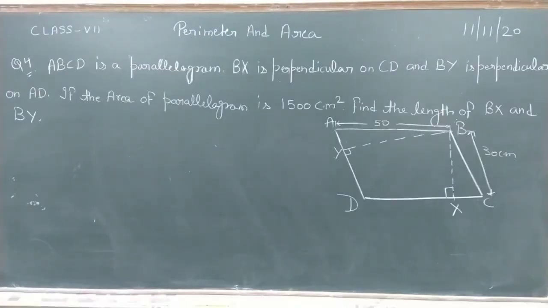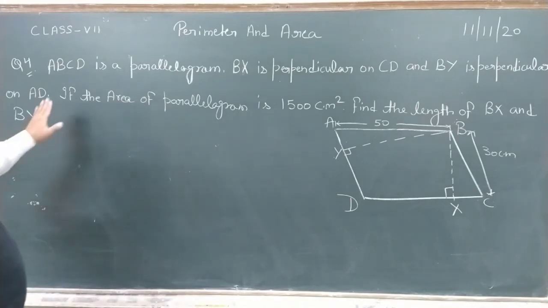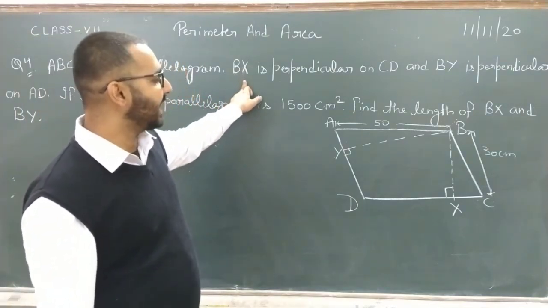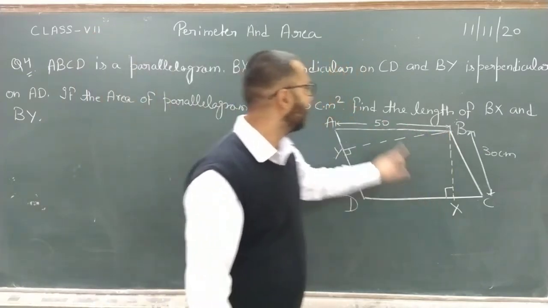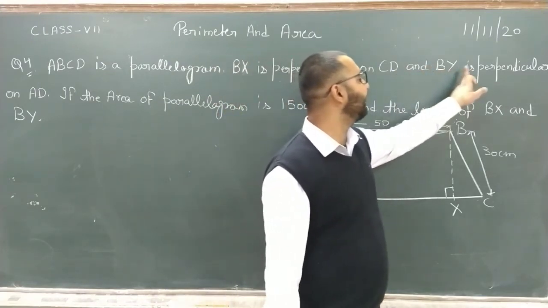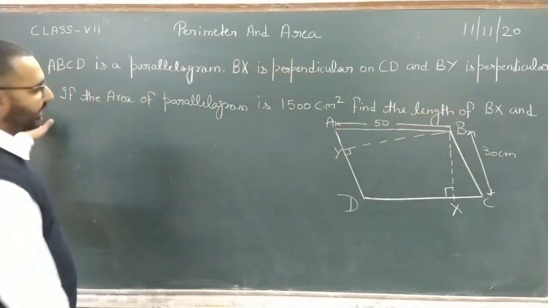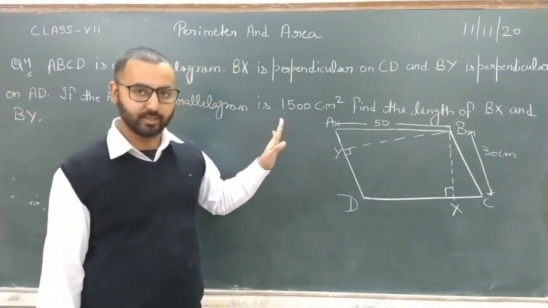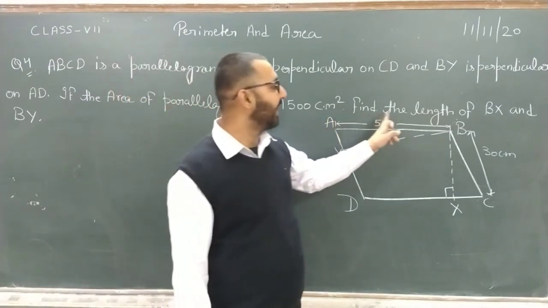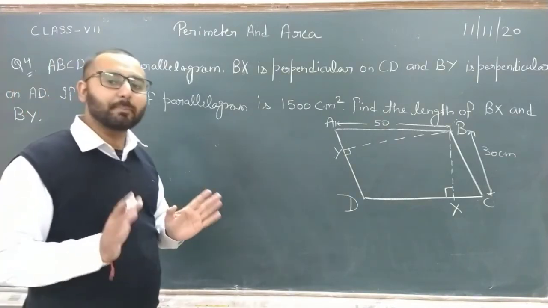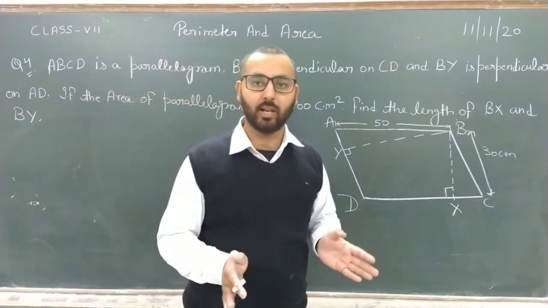Now let us discuss one question based on parallelogram. So if you read the statement carefully, it's given ABCD is a parallelogram and BX, where is BX? This. BX is perpendicular on CD and BY is perpendicular on AD. If the area of the parallelogram is 1500 centimeters square, means area is given, find the length of BX and BY. First of all, if it is a parallelogram, we should know the properties of parallelogram.